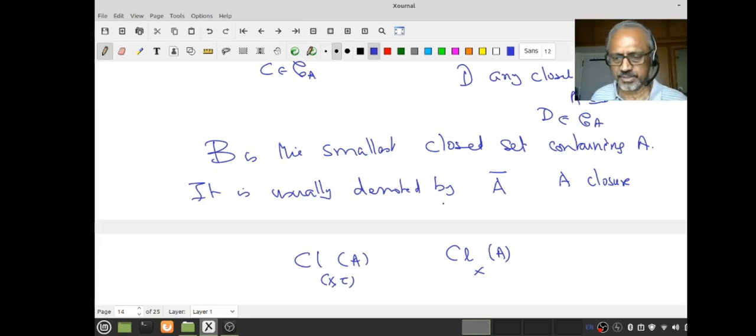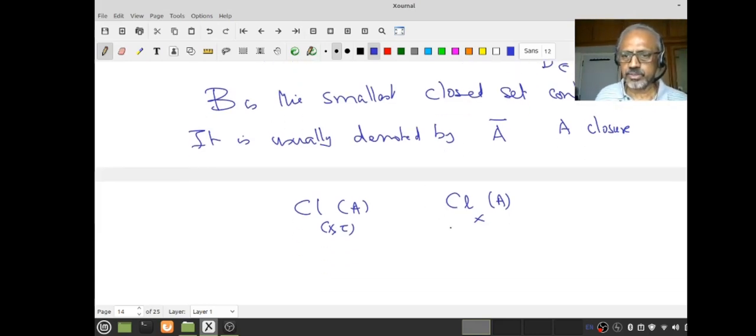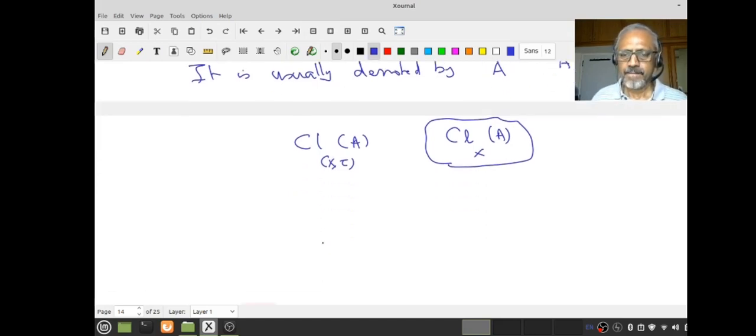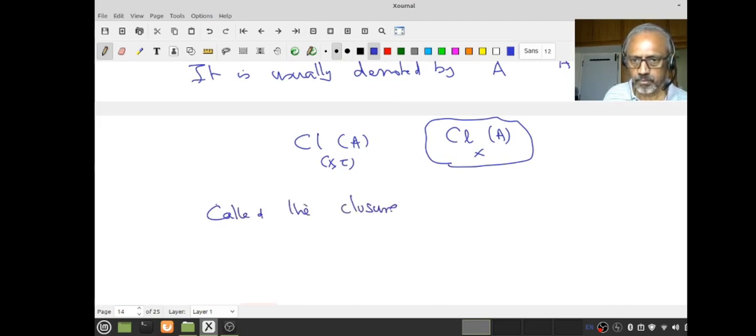I'll simply say A closure. Sometimes it may be easier to use this notation, closure of A in X. If X has different topologies, then I want to say closure of A in which topology, so I may have to write the subscript. Do you understand this? So this is how we define the closure. It's called the closure of A in the space (X, tau), or in X when tau is clearly known.